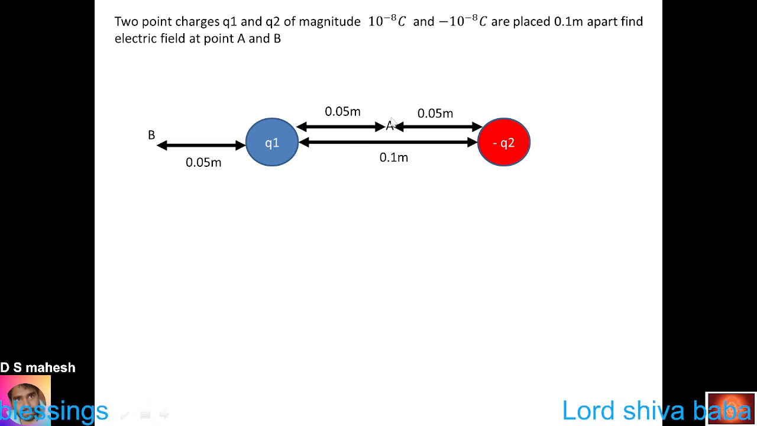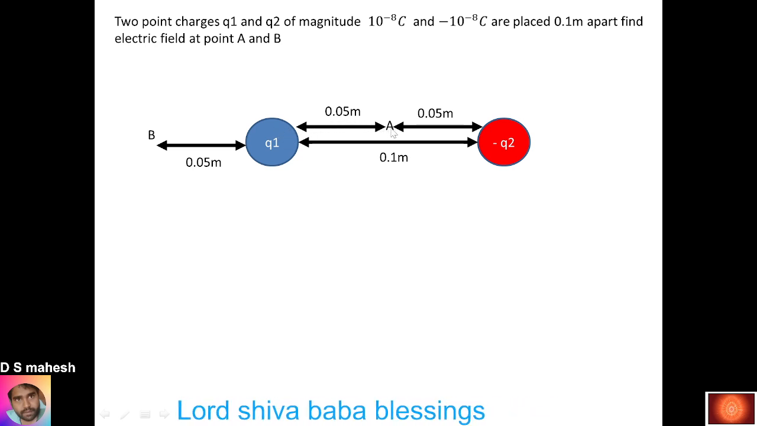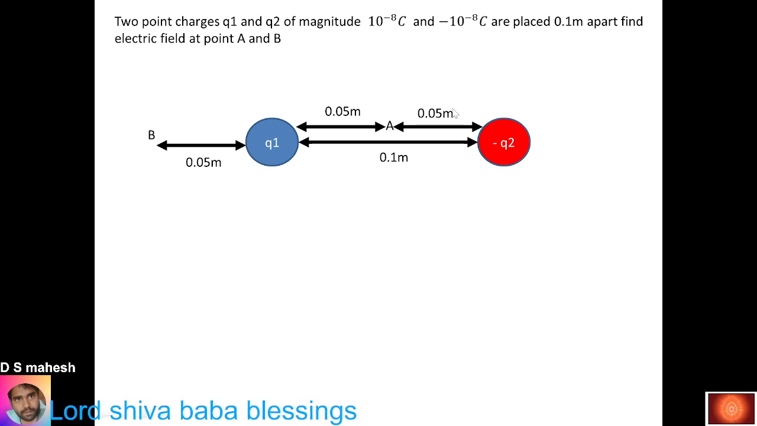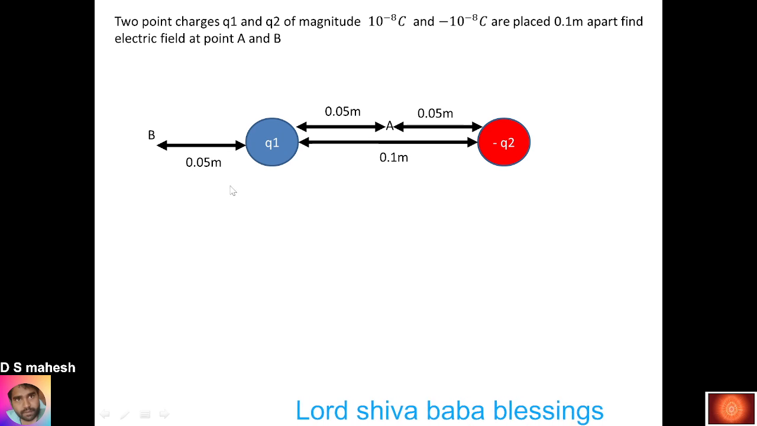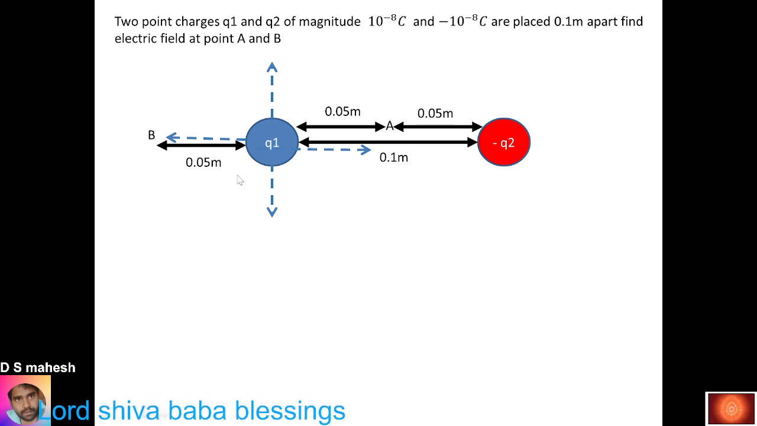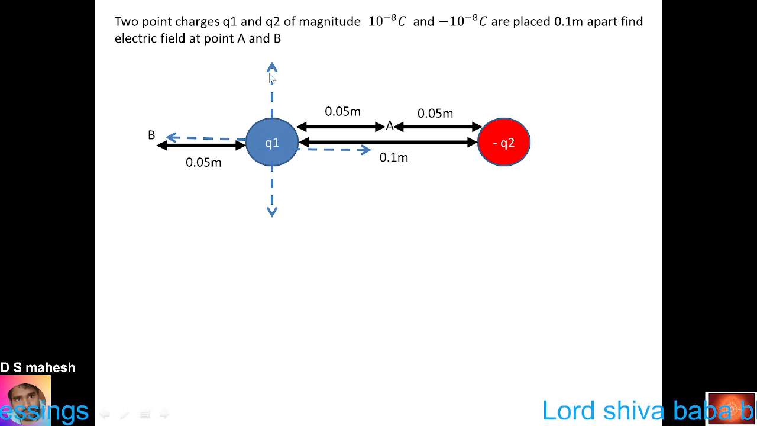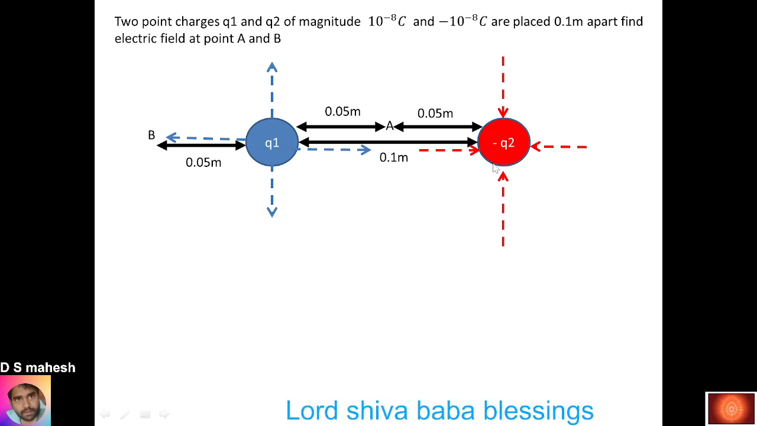So first find the distance of the point from the two charges. The distance of A from Q1 is 0.05 meter and the distance of A from Q2 is 0.05 meter. Similarly, the distance of B from Q1 is 0.05 meter and the distance of B from Q2 is 0.05, 0.05, 0.05, so the total is 0.15 meter. And now you need to know the electric field lines. Since this is the source, or positive charge, electric field lines will be outwards. And since this is negative, the electric field lines will be inwards.